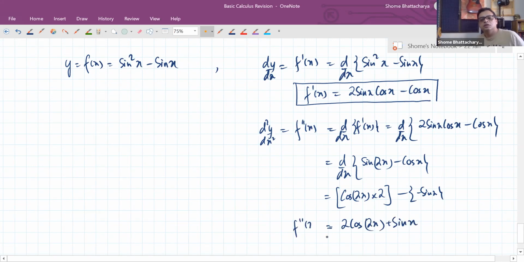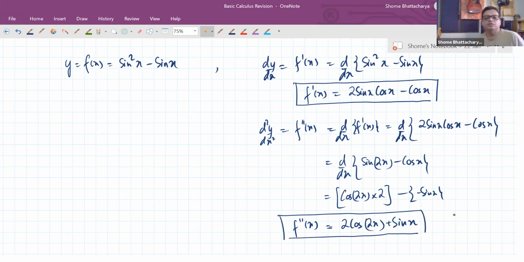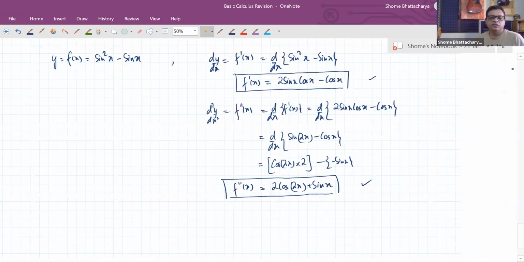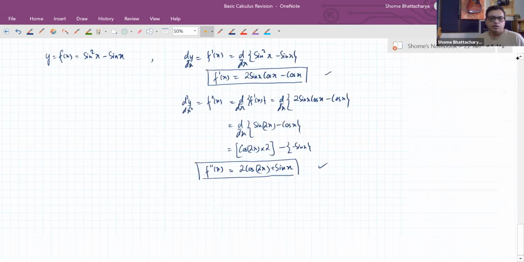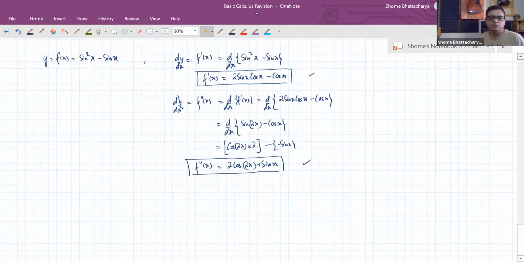f double prime x is equal to this. So notice that these are the two things we need to investigate for local maxima and minima. I will just show you the whole function and the working till this point once more. Then we will calculate the local maxima and minima next.